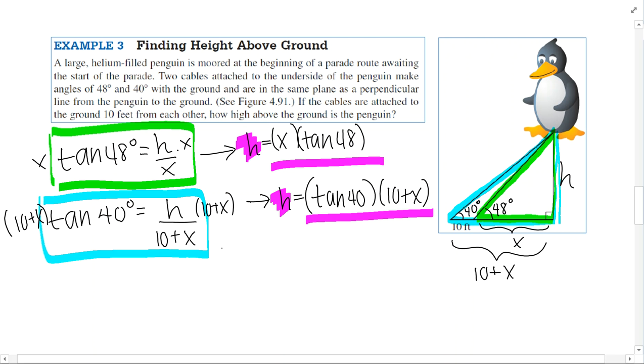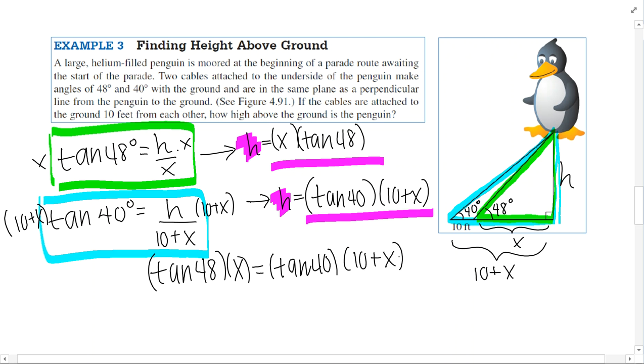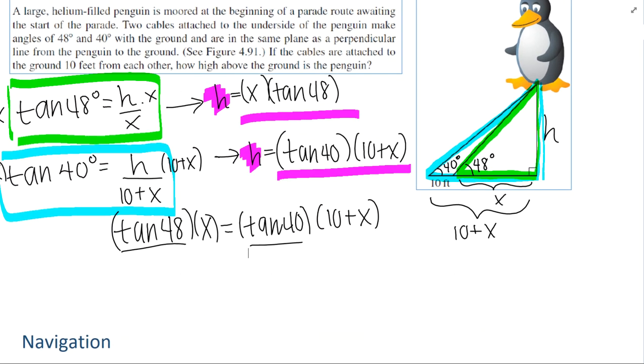So actually I'm going to write this as the tangent of 48 times x, switching it around, is equal to the tangent of 40 times 10 plus x. So I want to solve for x here. Now this looks a little crazy, but I just want you to remember that the tangent of 48 and the tangent of 40 are numbers. I don't want to figure out what those numbers are though. They're just coefficients and stuff.